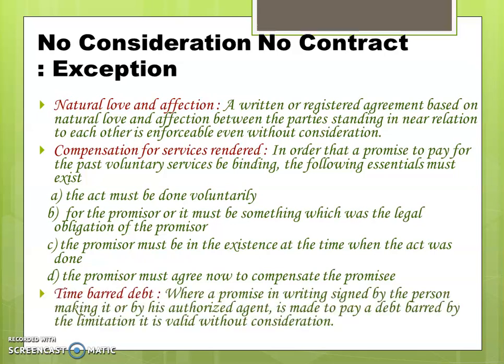And the third case is time barred debt, where a promise in writing signed by the person making it or by an authorized agent is made to pay a debt barred by the limitation is valid without consideration. For example, A owes B rupees 2,000, but the debt is barred by the Limitation Act. It is an act prevailing in India. A signs a written promise to pay B rupees 1,000 on account of the debt.